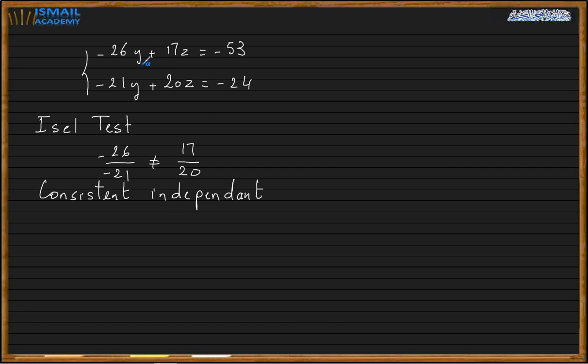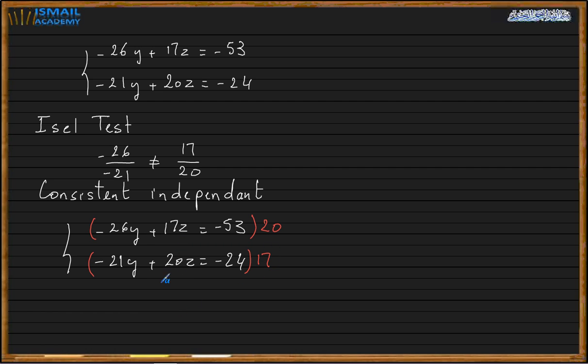So what I do here, I know that 26 and 21 are coprime, 17 and 20 are coprime. So they are coprime numbers, which means the LCM is the product of the two numbers. So 21 and 26 is a big number, so I choose 20 and 17, so that means I want to eliminate z first. So I multiply the first one by 20, and the second equation by 17. So in that case, I will have the same coefficient of z, and the signs are the same, so I will subtract.